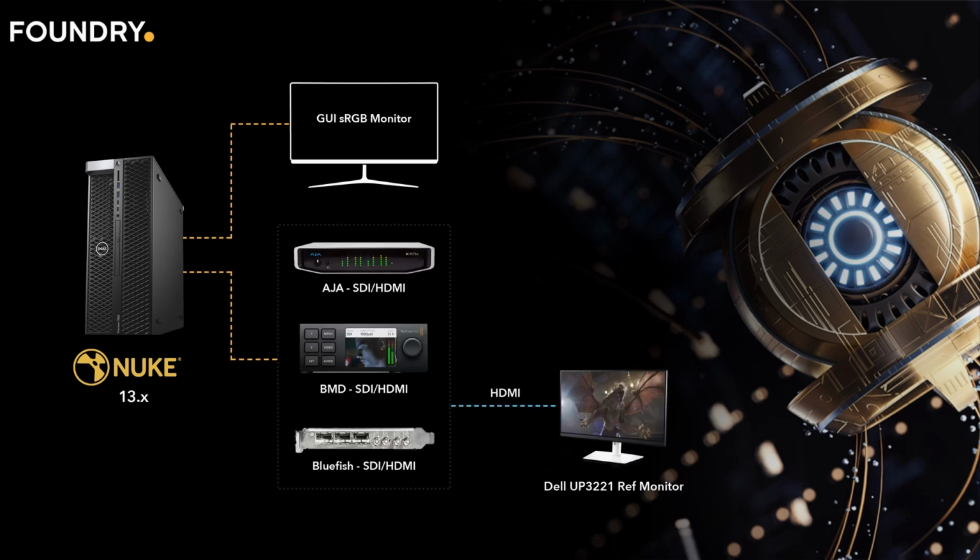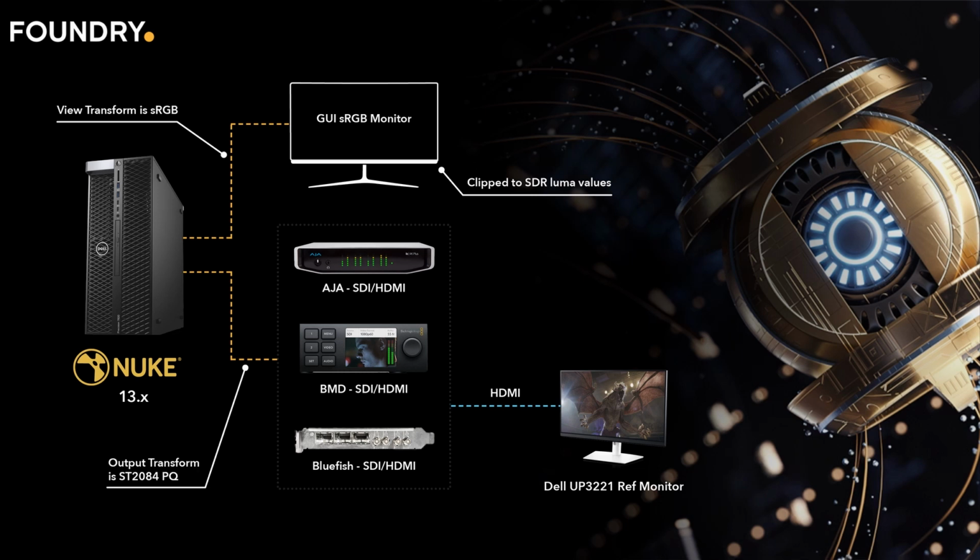The second output is being fed via the SDI cards to the UP3221, and this is a completely independent output from the GUI viewer. The fact that it is independent means that it can be managed with totally separate controls. This means that for the first time, whilst the GUI on a standard sRGB screen is in sRGB display mode, the viewer monitor out can be set to ST2084 PQ and thus support HDR monitoring functionality.